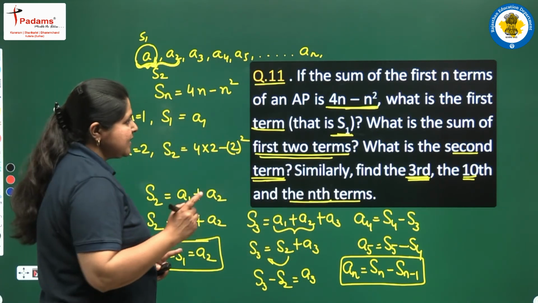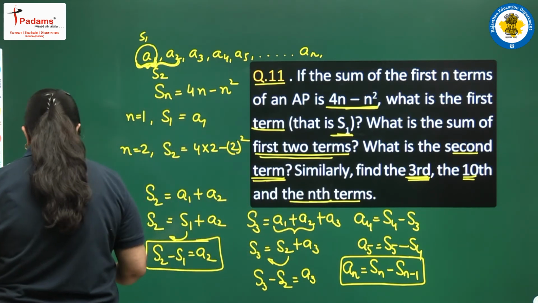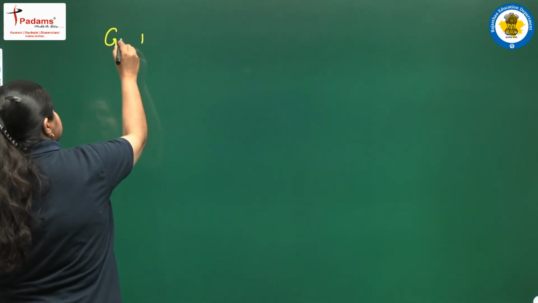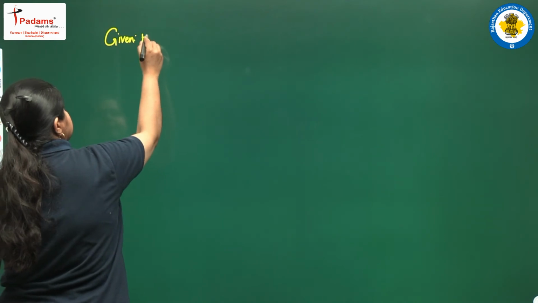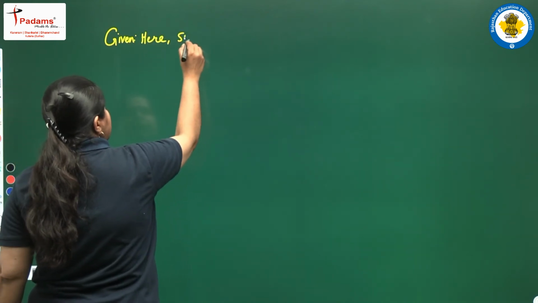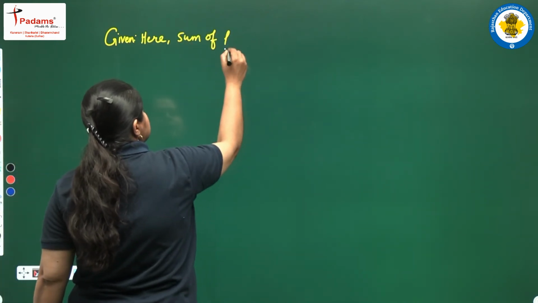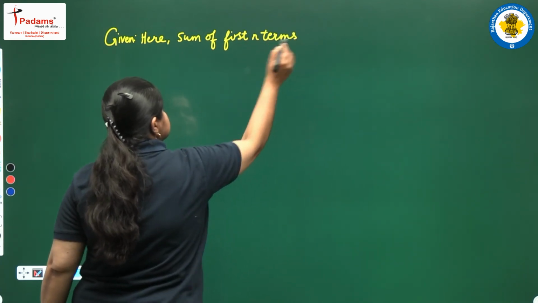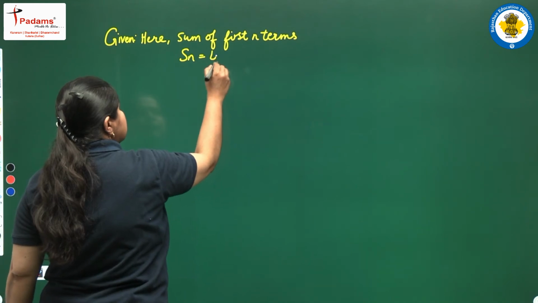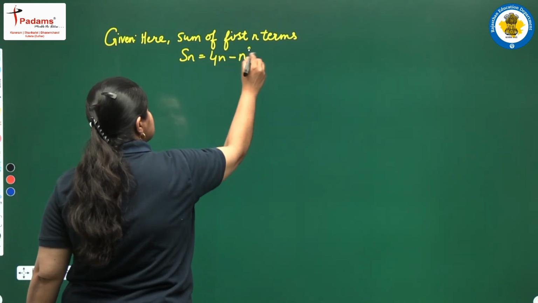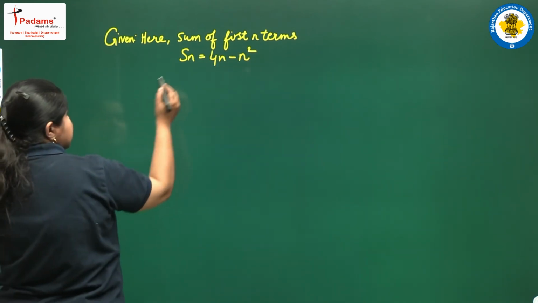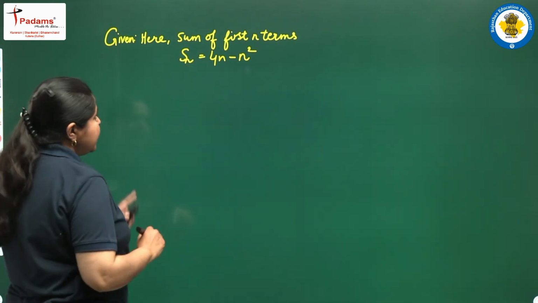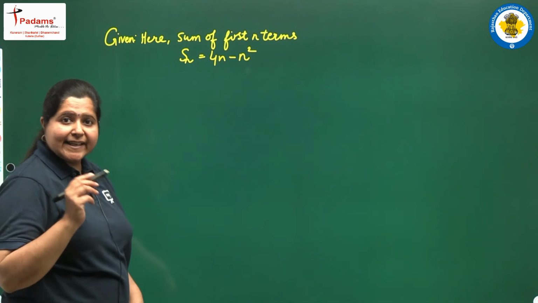So now let us proceed in this question. Let me erase, or shall I take a new page? Here we have been given the sum of first n terms, Sn equal to 4n minus n square. This n is in the subscript. You should not write it alongside, it has to be written small from below here. Okay. So Sn is equal to 4n minus n square.